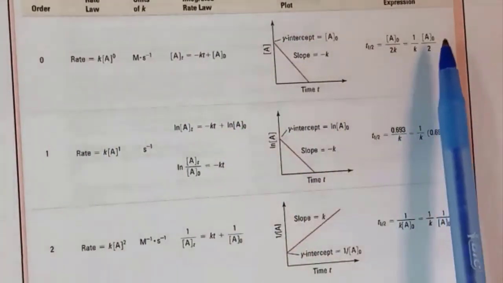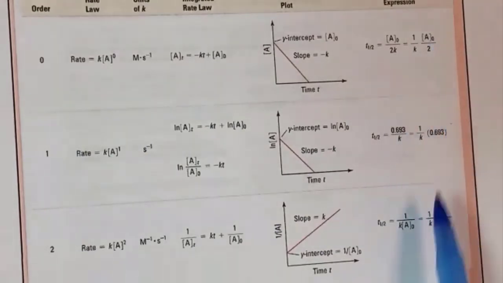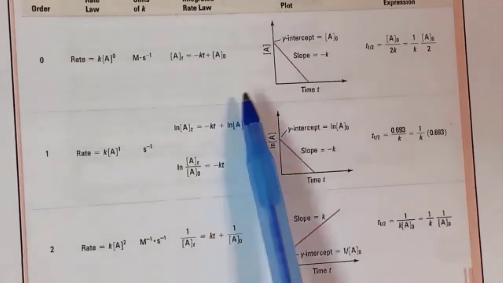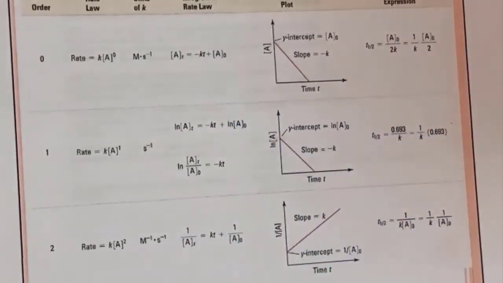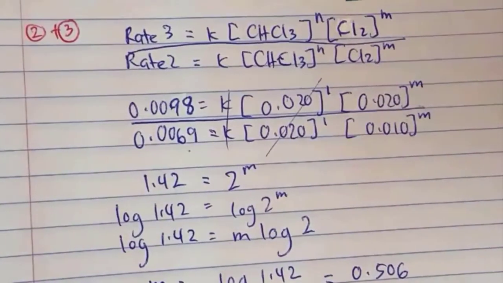You don't have to memorize these two formulas here. If you know the integrated rate law, you don't have to memorize the formulas for these; you can actually come up with them on your own. I'll show you an example. So let's work on the integrated rate law. We'll do zero order first.